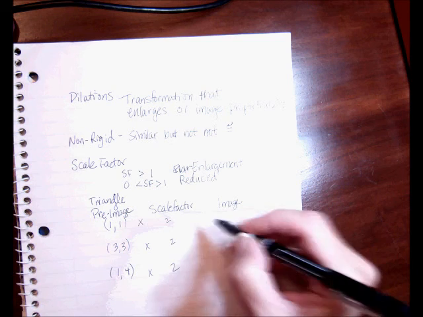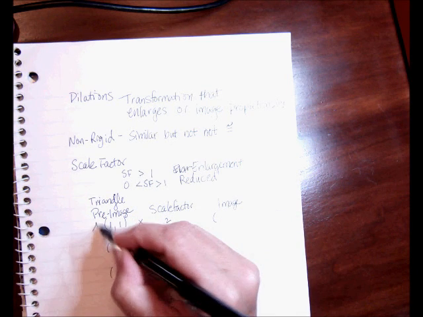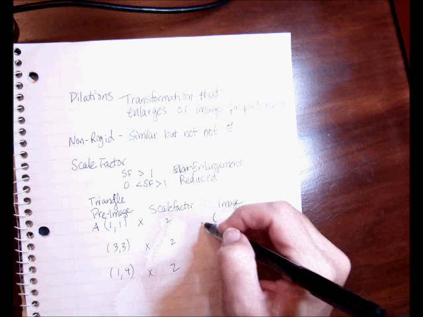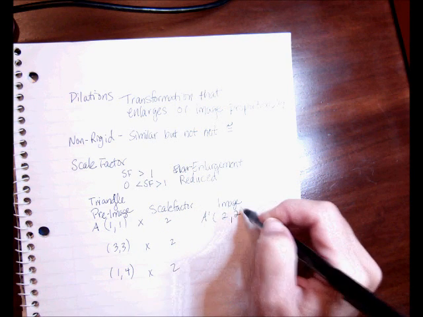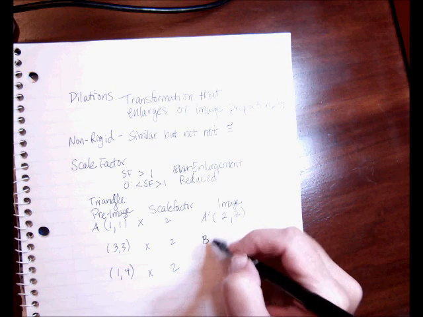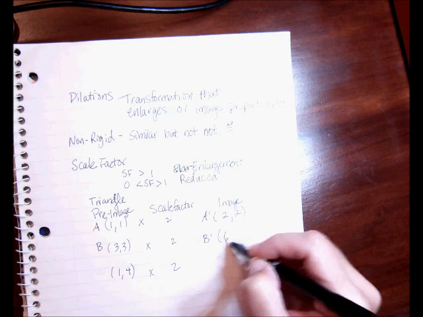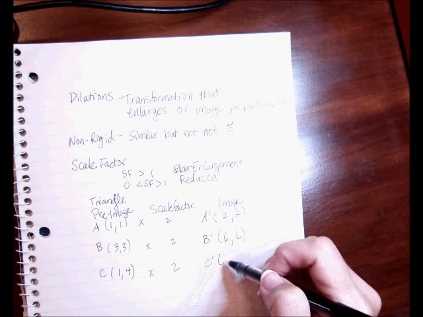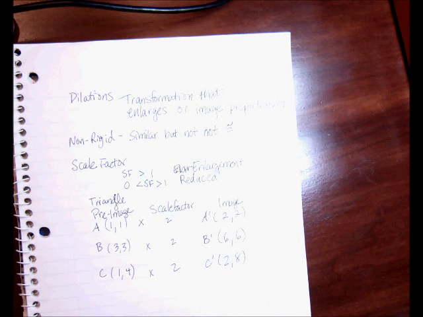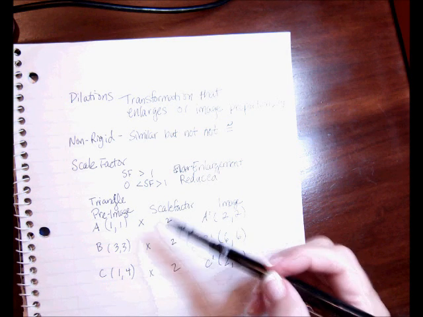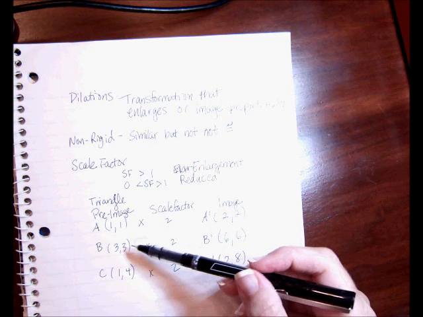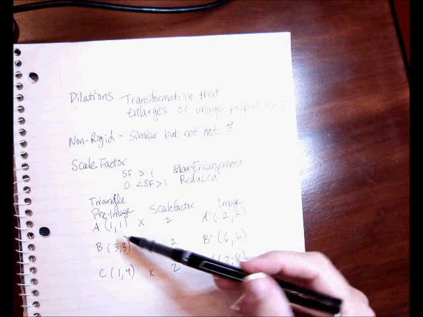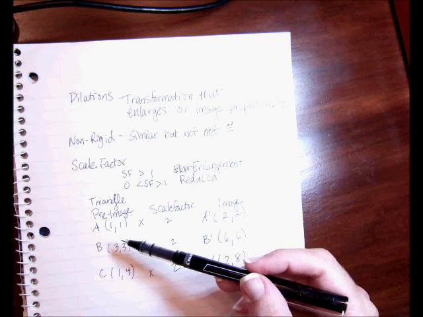my image, this point A and this point A prime, is now going to be (2, 2). And then B prime, because this is my original B, is going to be (6, 6). And my C is originally (1, 4), so my C prime is (2, 8). So that gives you an idea of what I'm talking about when I'm talking about a scale factor and enlarging or reducing a figure. Like, we could have had a scale factor of 1/2 here, and so I would have multiplied each coordinate by 1/2.